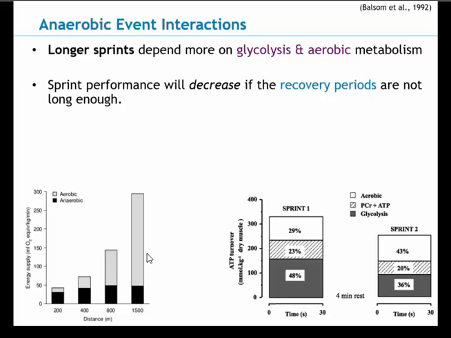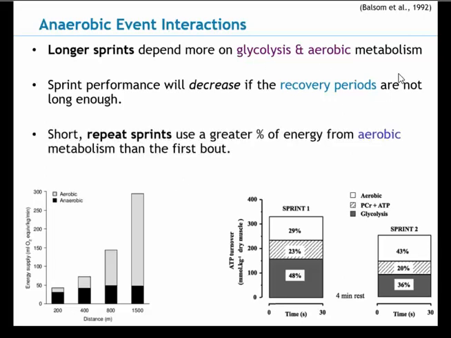Sprint performance will also decrease if the recovery periods are not long enough. So our performance will become poorer and poorer, and our work output will become less if we aren't recovered, and that's due to not replenishing our ATP and creatine phosphate stores. And then last, short repeat sprints use a greater percent of aerobic than the first, and that's what's shown in this picture here.